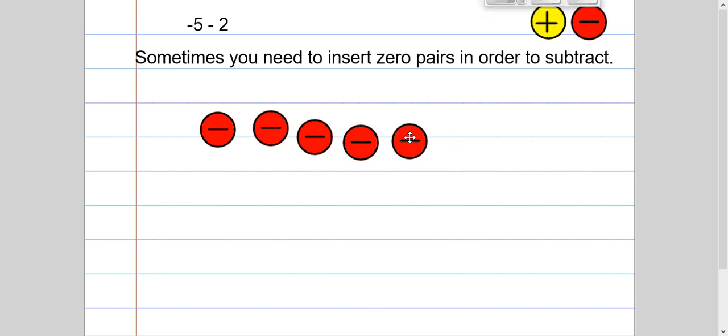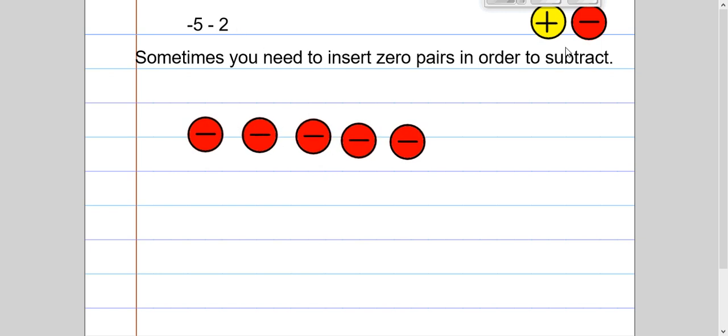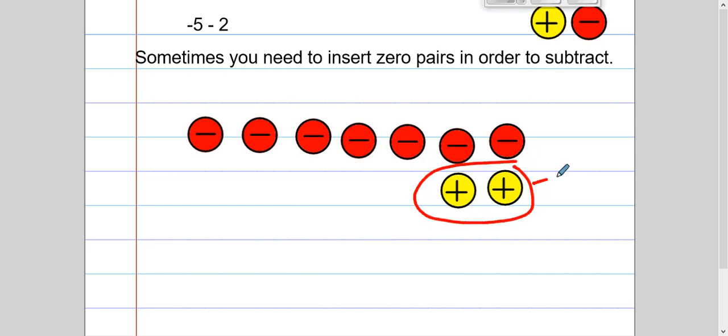I'm going to manipulate the board by adding 0. So right now I have negative 5, and I need to take away a positive 2. So I need to add those positives in the form of zero pairs. I need 2 zero pairs because they have positives with them. And then I can take away those 2 positives and leave behind those 2 negatives. And I end up with a total of 1, 2, 3, 4, 5, 6, 7 negatives.